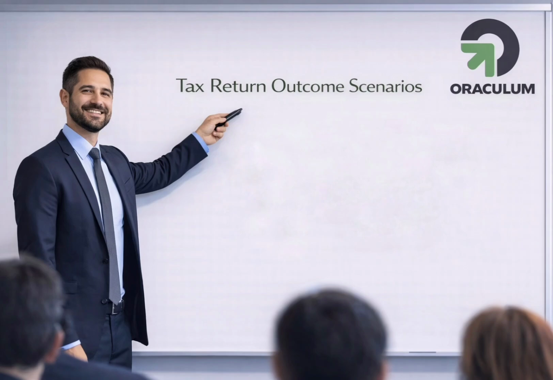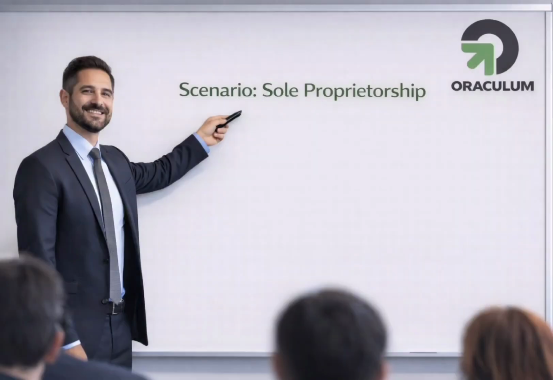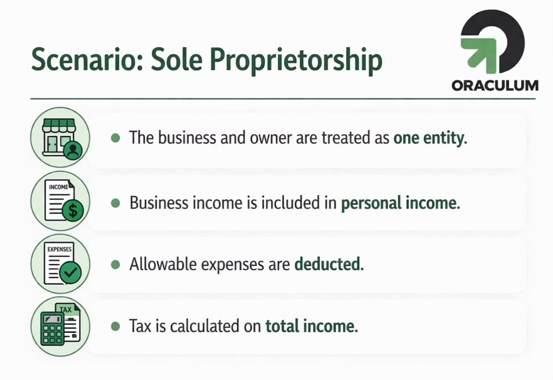Tax return outcome scenarios. A tax return may result in additional tax payable, a refund due to excess payments, a nil balance, or a loss position where no tax is payable, but losses may be carried forward. Scenario: sole proprietorship. Business income is treated as personal income of the owner. Tax is calculated on total income after deducting allowable expenses.